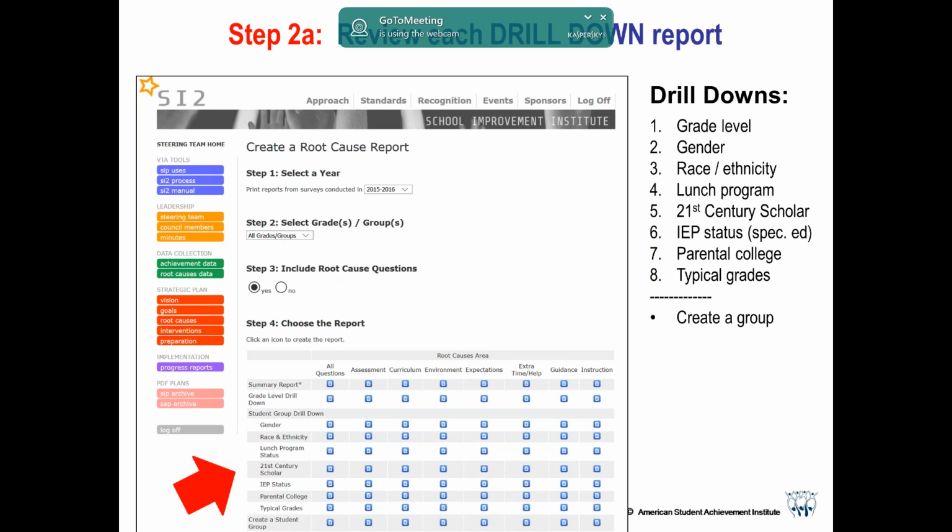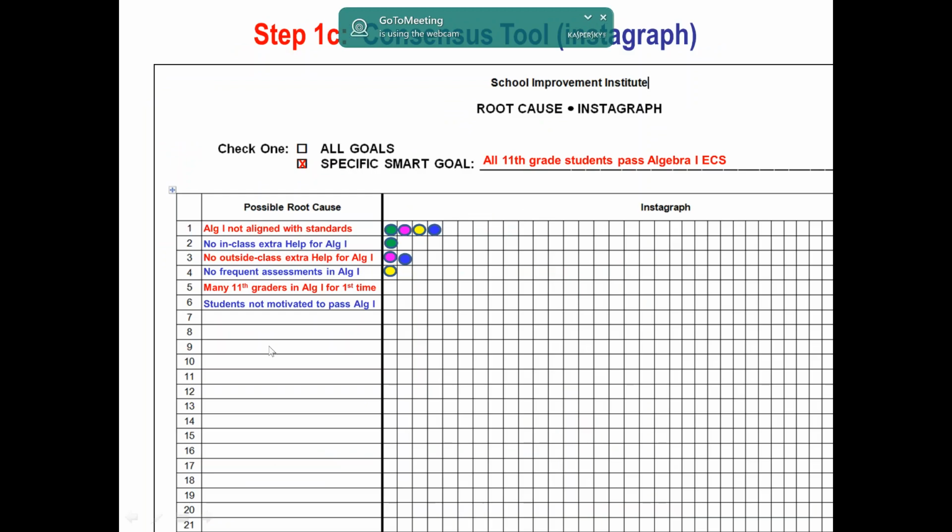that you identified in the previous step, and you're saying, do we want to fine-tune them? Instead of saying that there's no extra help available for Algebra 1, then you might want to adjust this to say that 8th grade or 10th grade African American boys don't participate in extra help for Algebra 1. That will give you a way to fine-tune that root cause.